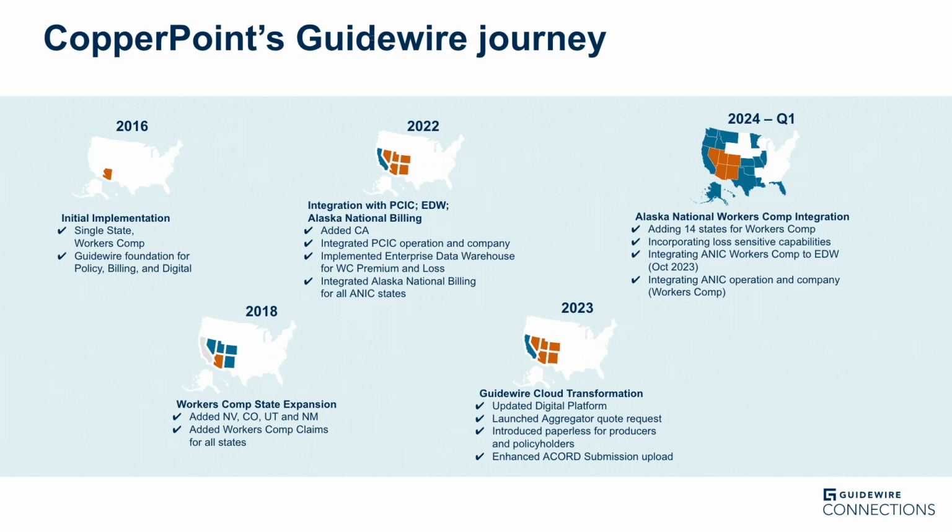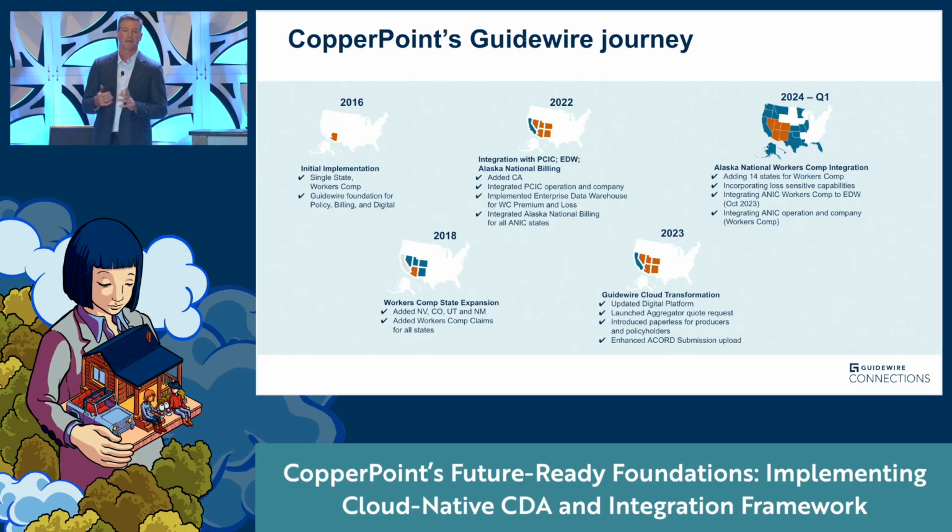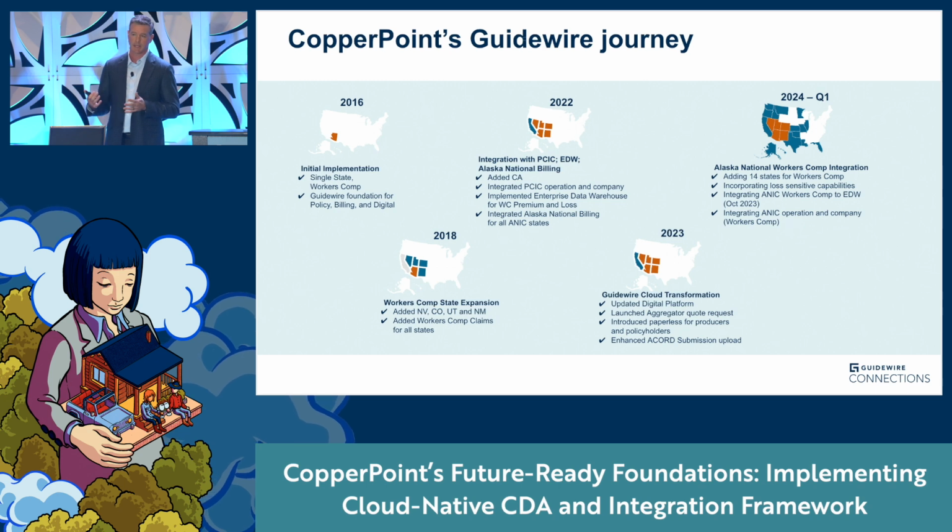In 2022, we released the first set of expansion that started to bring in Pacific Comp. So we rolled in California, we migrated the Pacific Comp business onto the Guidewire platform, and we also migrated Alaska National's billing onto Guidewire billing. That started the evolution of Alaska National. In between that point, we were getting ready to build the rest of the Alaska National pieces and accommodate the other lines of business. That was when the opportunity for cloud came along. We looked at it and decided, given the evolution, that was the best time for us.